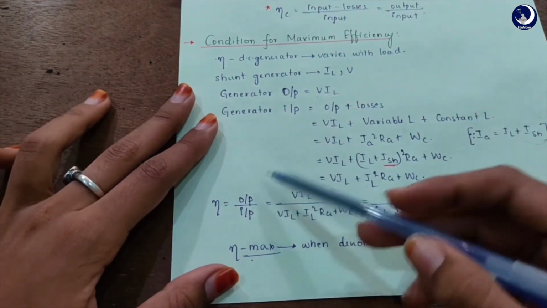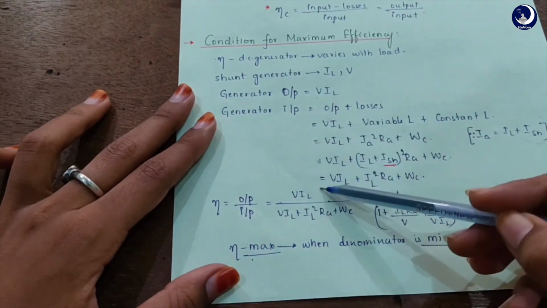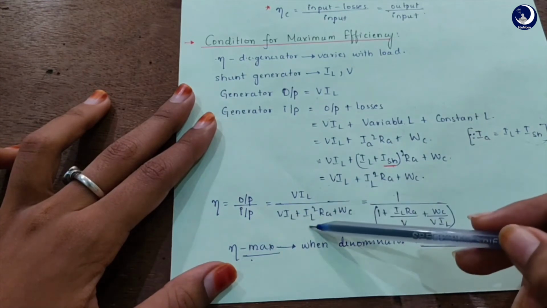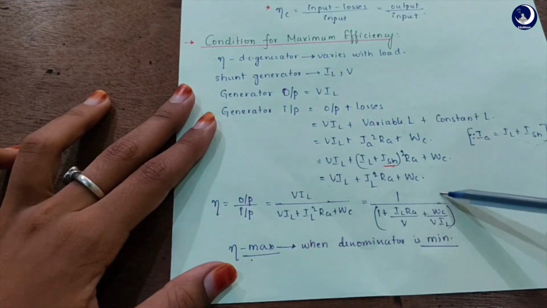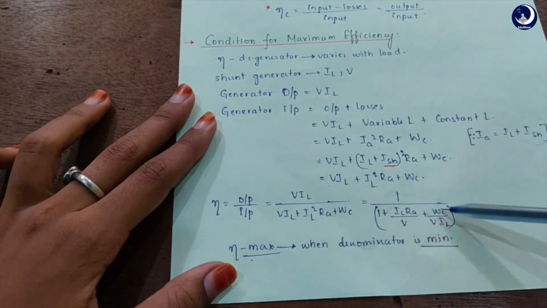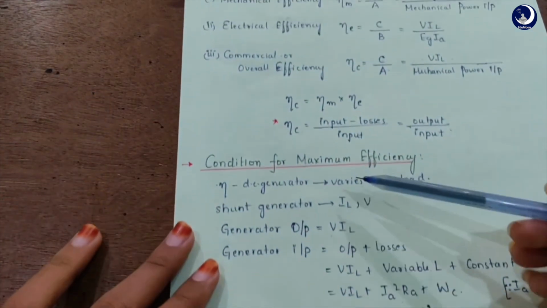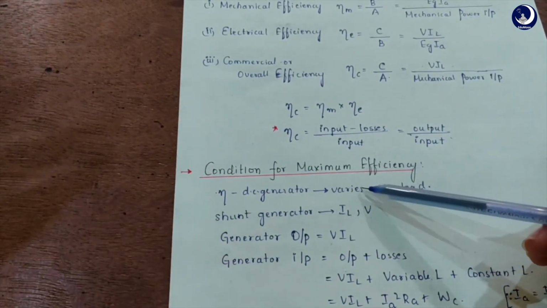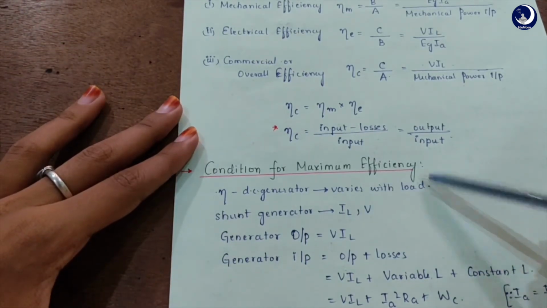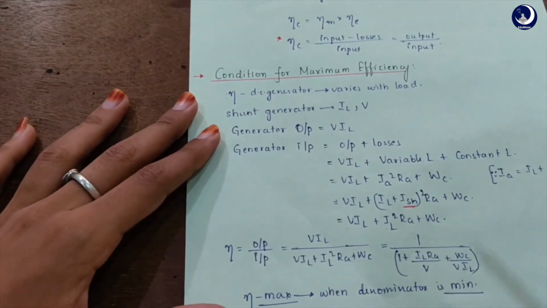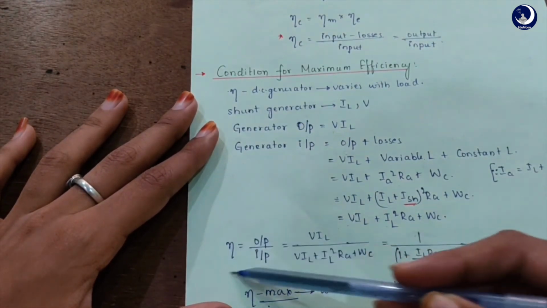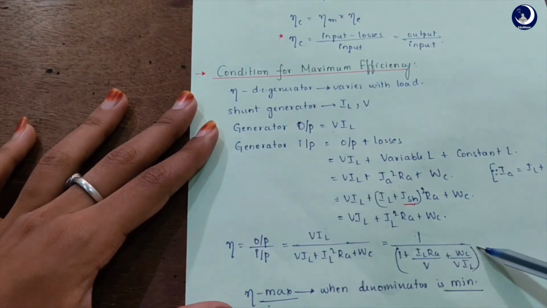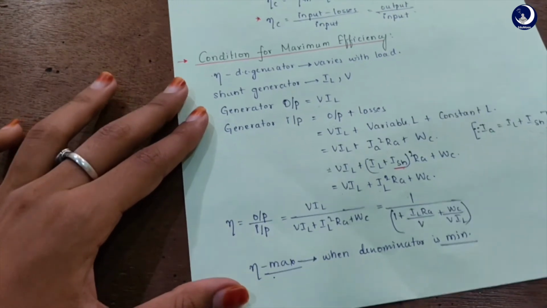Now what is the efficiency? It is the output by input. So output VIL by the input VIL plus IL square RA plus Wc. If I take VIL common, this is what I get: 1 by 1 plus IL RA by V plus Wc by VIL. Since the efficiency of the DC generator varies with the load, how do we find the maximum efficiency? The efficiency is maximum when this denominator is minimum. So when is this denominator minimum? We'll find it through the first derivative.